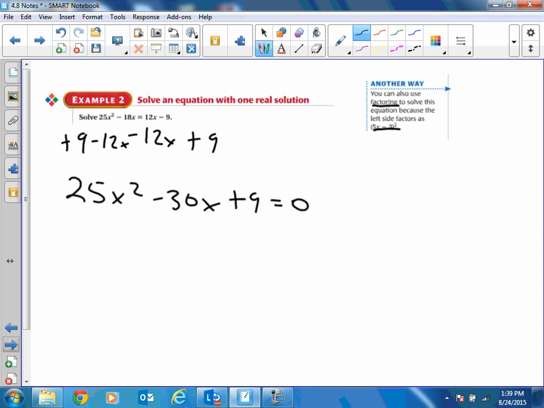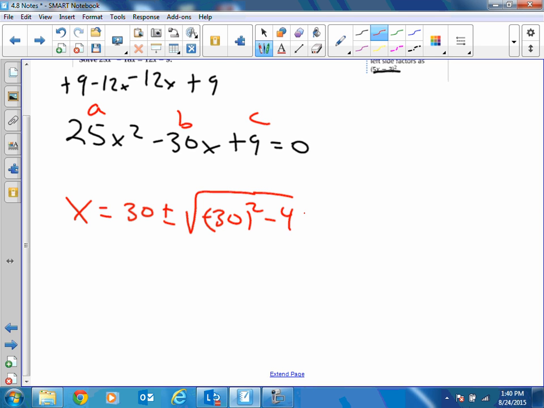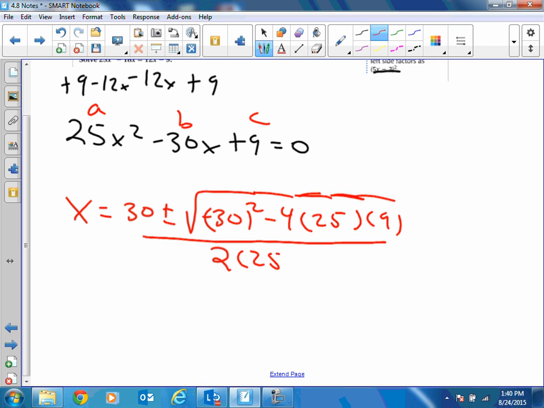Yeah, because this is a perfect square trinomial. And if it's a perfect square trinomial, it's only going to have one answer. But we're still going to use the quadratic formula to solve it just because we're getting practice for that. So we do ABC, that'd be A, that'd be B, that'd be C. So we do x equals opposite b, so 30 plus or minus square root b squared, -30 squared, minus 4 times a, which is 25, times c, which is 9, all over 2 times a, which is 25.